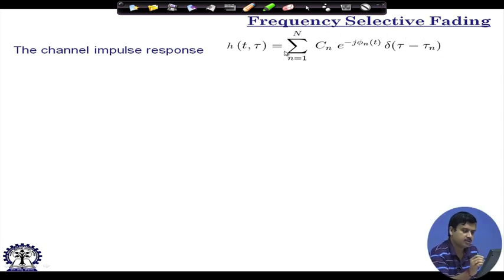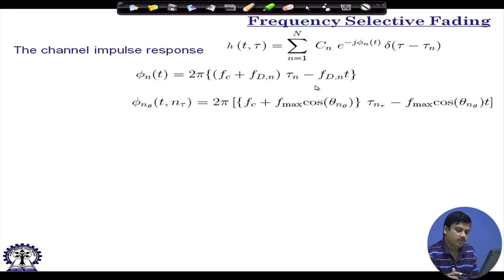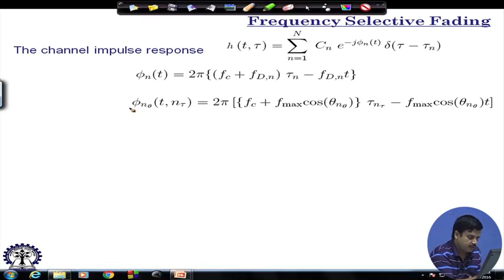We have seen this expression where Cn are the coefficients, phi n are the phases, and this nth path has a delay of tau n. And this is the expression of phi. We have used it in our earlier derivations. Now, we modify this a little bit and we say that let phi n be phi n theta, and this f d n is actually f m cos theta n, and so this is the phase expression, and of course we have it here.